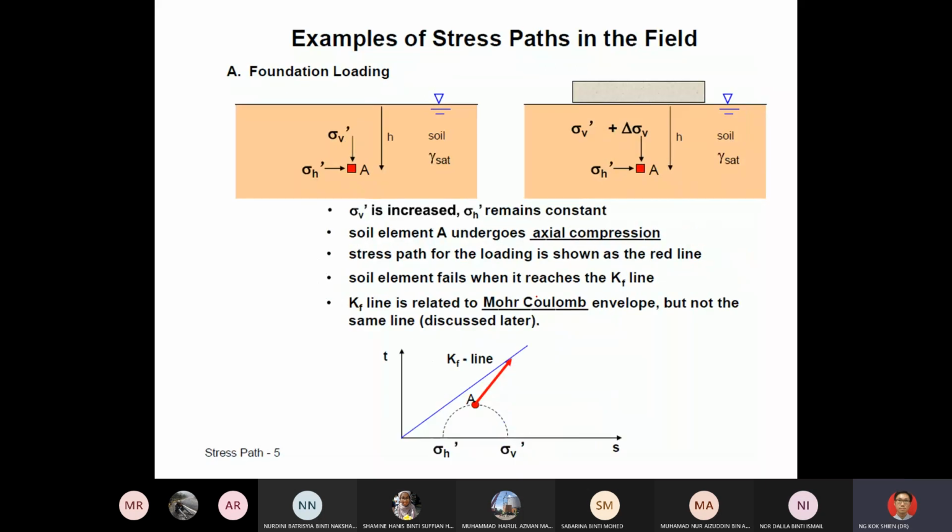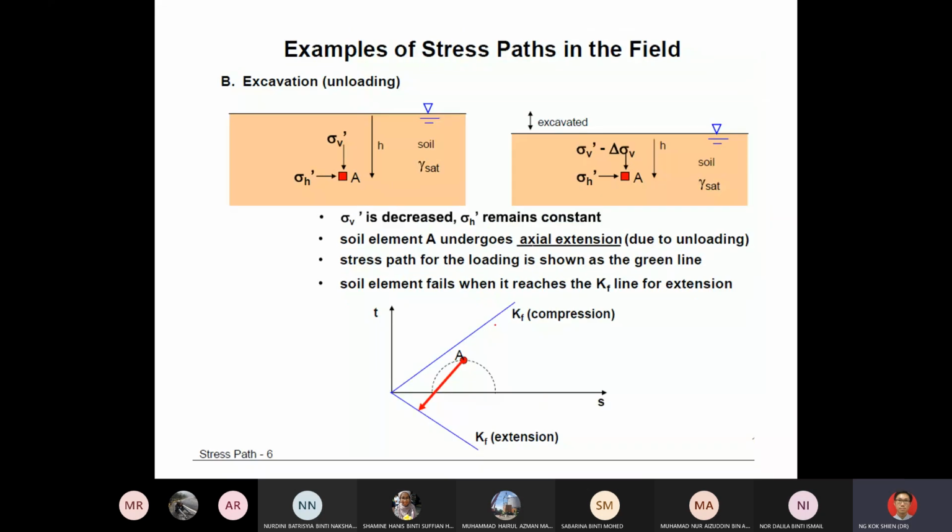But for the axial loading case, you go like this and you will fail. And this one will tell you that the soil at that point has failed. So this is the common failure for the loading. Unloading failure is not so common.